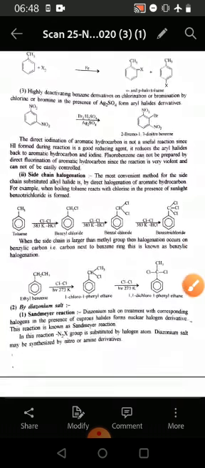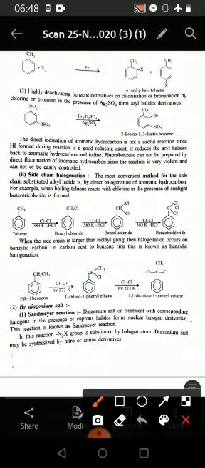Highly deactivated benzene derivatives on chlorination or bromination by chlorine or bromine in the presence of Ag2SO4 form aryl halide derivatives. For example, dinitrobenzene reacts with bromine in the presence of H2SO4 and Ag2SO4 to give 2-bromo-1,3-dinitrobenzene. The direct iodination of aromatic hydrocarbon is not a useful reaction since the HI formed during the reaction is a good reducing agent and it reduces the aryl iodide back to the aromatic hydrocarbon and iodine.